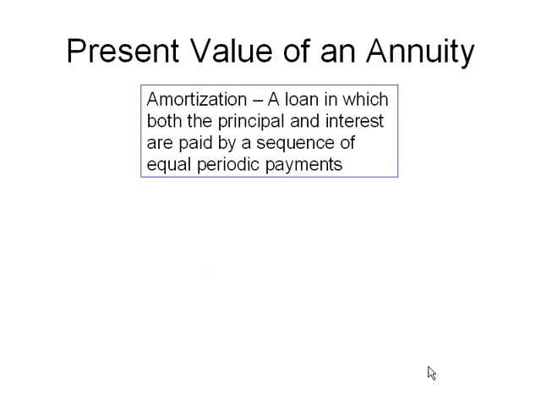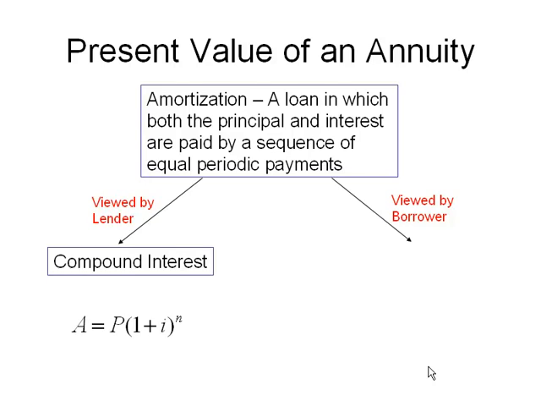Amortization is a loan in which both the principal and the interest are paid off by a sequence of equal periodic payments. So right away, you're making payments, so it sounds a little bit like an annuity. But we can look at this from two different perspectives: how it's viewed by the lender and how it's viewed by the borrower. The lender wants compound interest. They're giving you money to buy a house, to buy a car, something like that, and at the end of some term, they expect to get back compound interest.